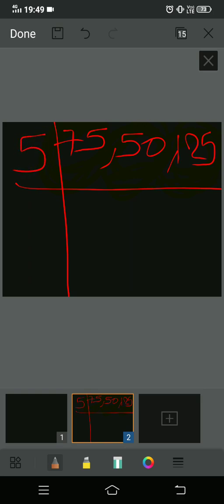So divide by 5: 75 divided by 5, what you will get is 15, right. 15 fives are 75. You'll put a comma here. Okay, divide 50 by 5, you will get 10. Okay, children, put a comma. Then you have to do 125 divided by 5. What you will get is 25.